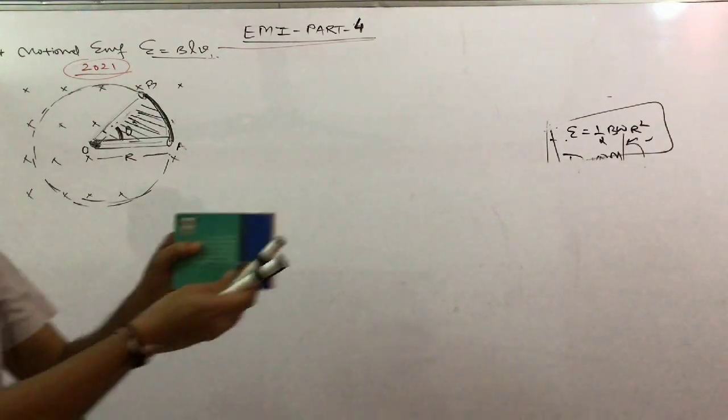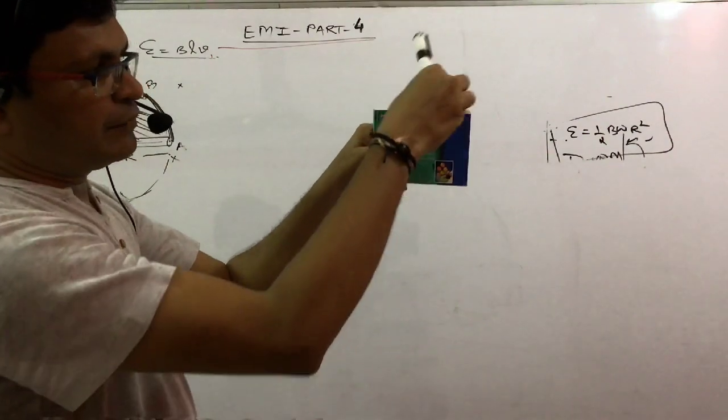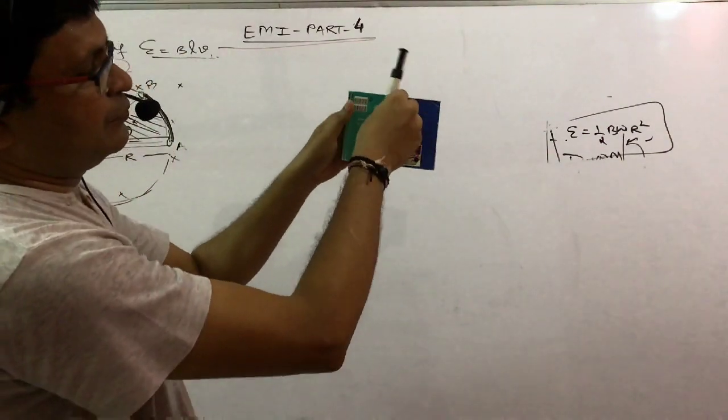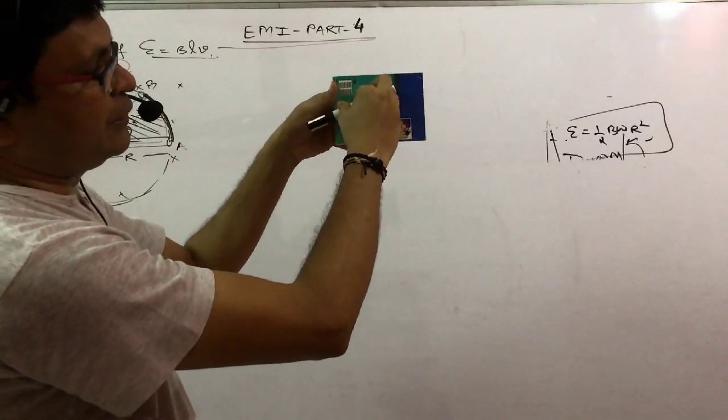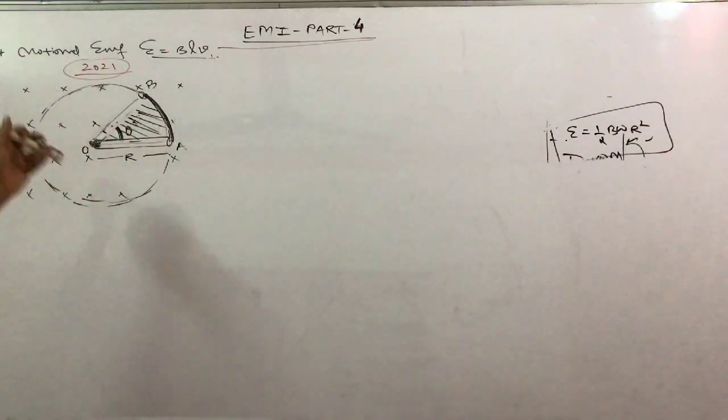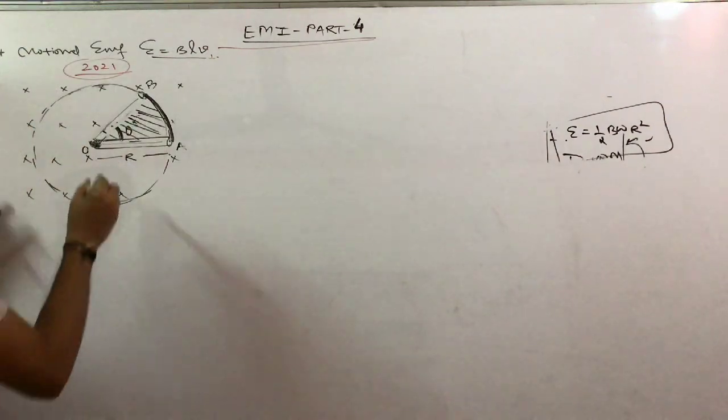Suppose this one is the plane and this is the magnetic field going inside, and this rod performs motion in this way. The magnetic field is already going inside the plane. Now the second method. Once again you can see there is a rod.